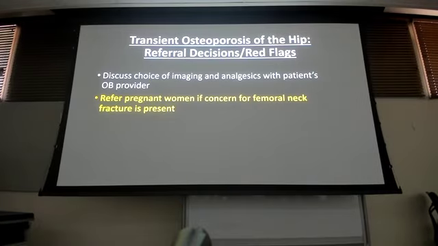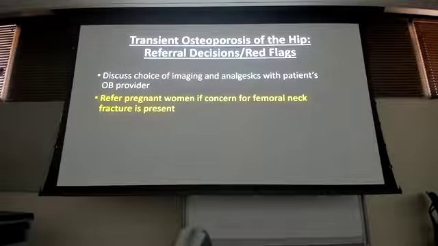So, referral decisions. What does it say there? Discuss choice of imaging and analgesics with the patient's OB provider. That's if they're pregnant, correct? This is something I've never discussed with an OB provider, but they'll discuss it with you, because they want you to know that they know what you should do. So if there's ever any question about a pregnant patient, and you don't know if the OB provider would approve of this treatment, you can discuss it with them. Good to go?